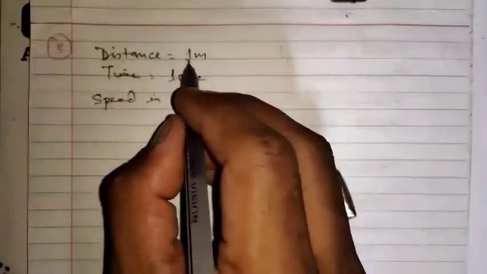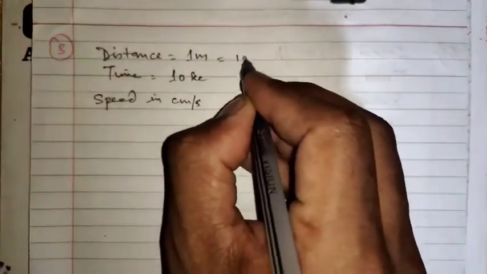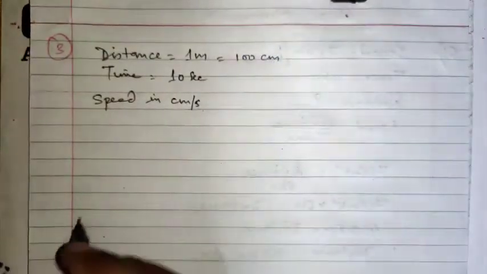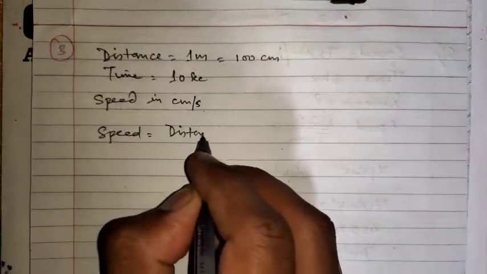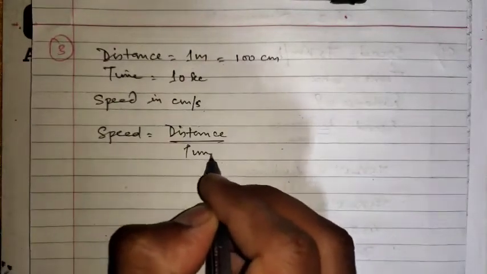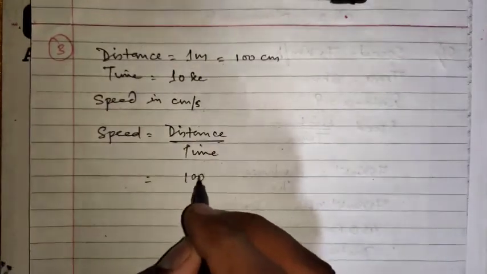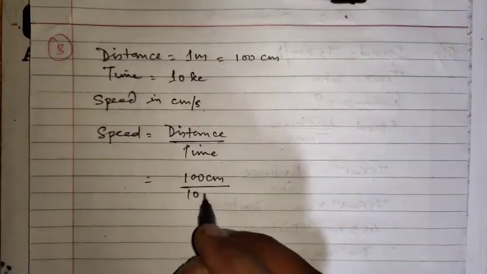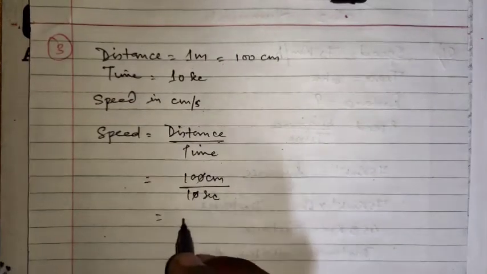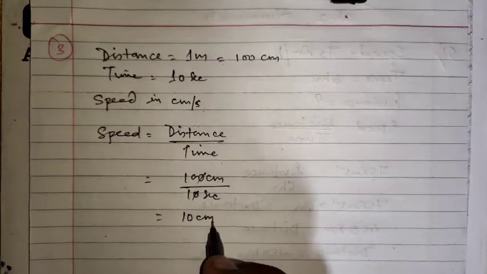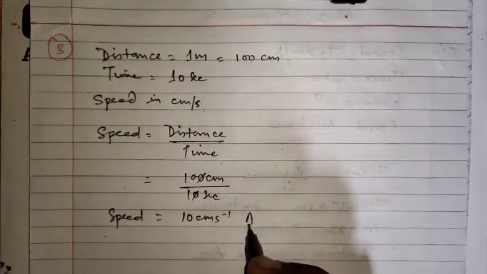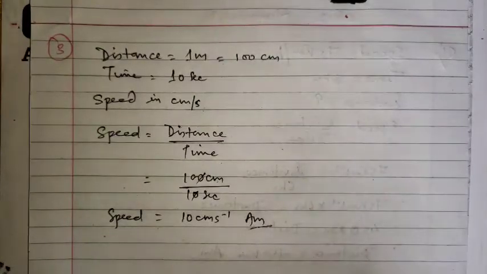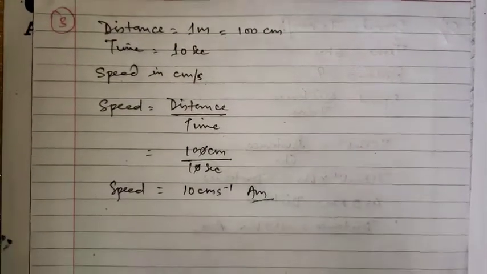It means we have to convert this distance into centimeter. 1 meter is equal to 100 centimeter. We all know that. And next we will put in the formula, speed is equal to distance by time. Distance 100 centimeter by time 10 seconds. 0 0 cancel. It will be 10 centimeter per second. Therefore the speed of the ant will be 10 centimeter per second. This will be our answer.